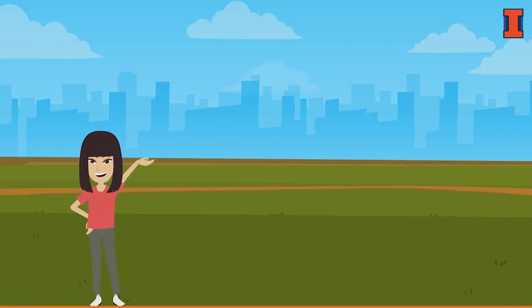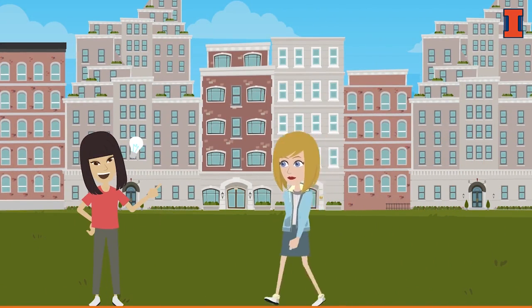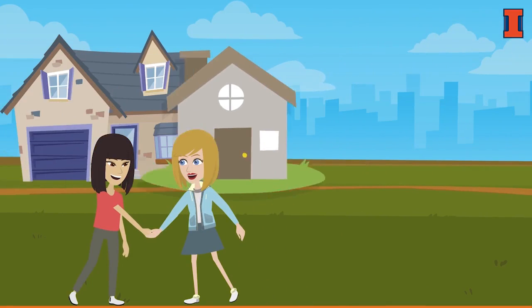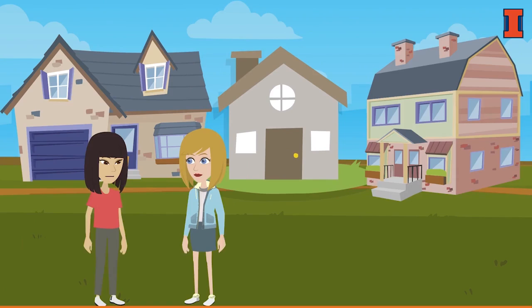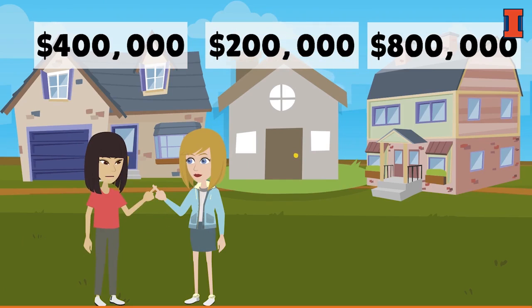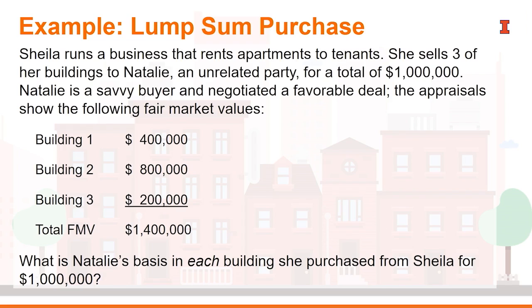Here we have Sheila, who runs a business that rents apartments to tenants. She sells 3 of her buildings to Natalie, an unrelated party, for a total of $1 million. Natalie is a savvy buyer and negotiated a very favorable deal. The appraisals show the following fair market values. Building 1 is worth $400,000, Building 2 is worth $800,000, and Building 3 is worth $200,000 for a total fair market value of $1,400,000. What is Natalie's basis in each building she purchased from Sheila? Again, Natalie only paid $1 million for these 3 buildings.